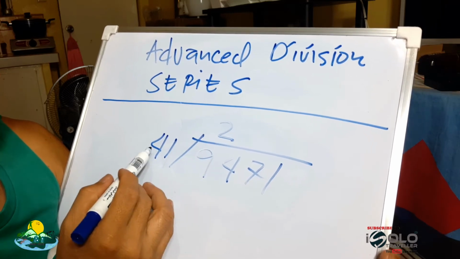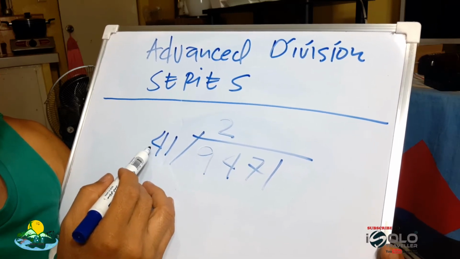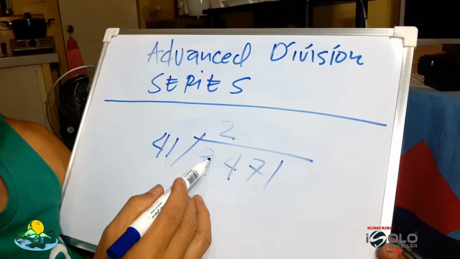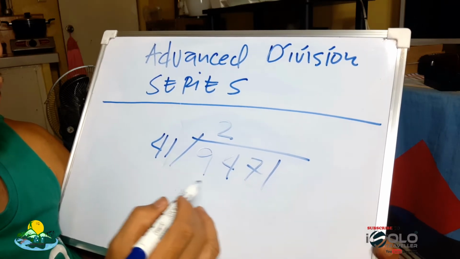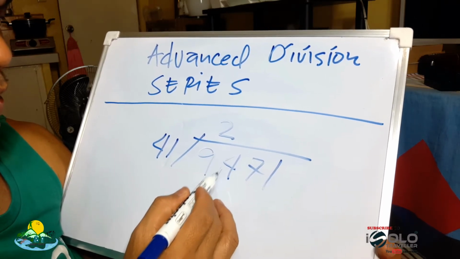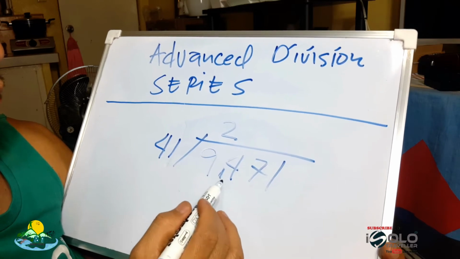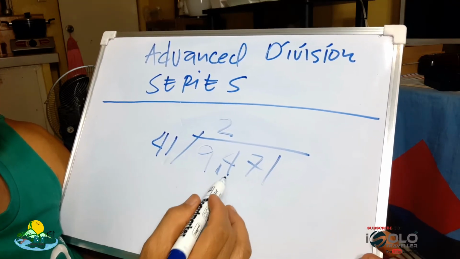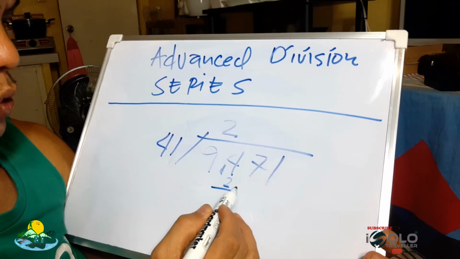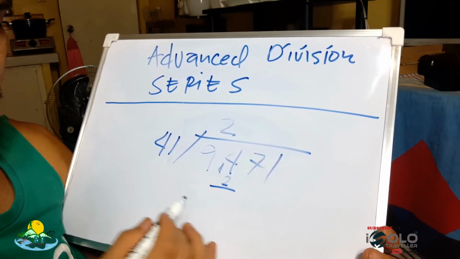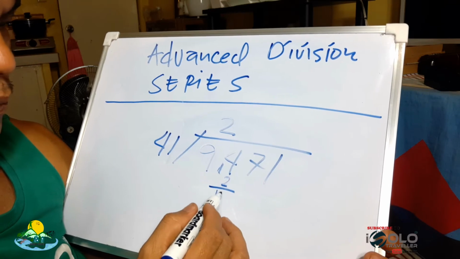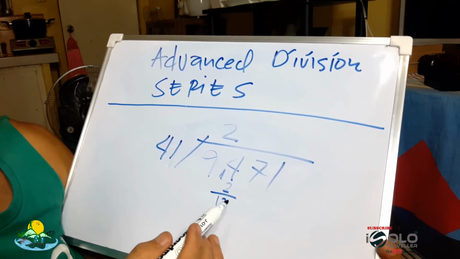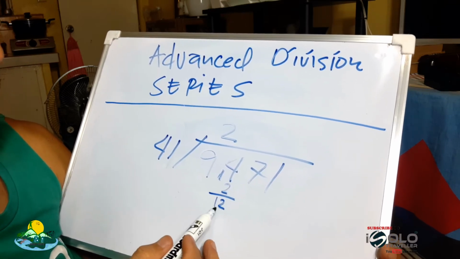2 times 4, 8. And minus that 8 from 9. 9 minus 8 is 1. Put that 1 beside 4. This will read now as 14. And 2 times 1, 2. 14 minus 2, 12. Now you have a new dividend, which is 12.